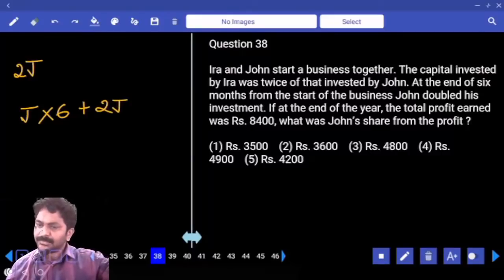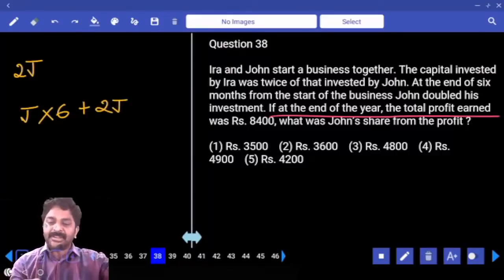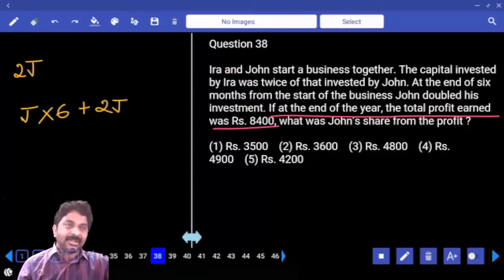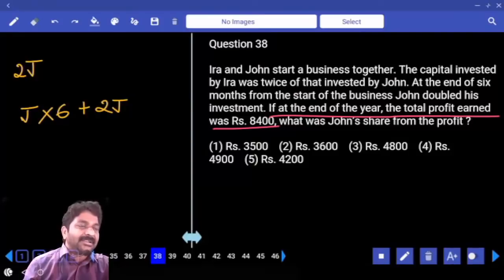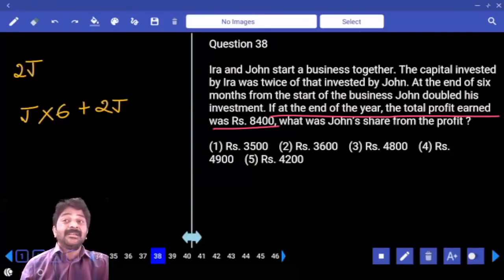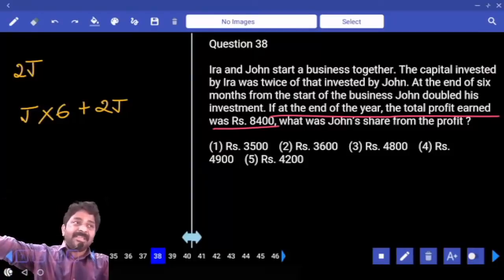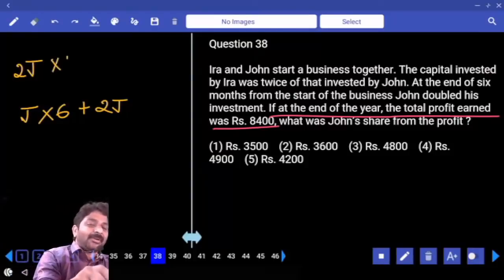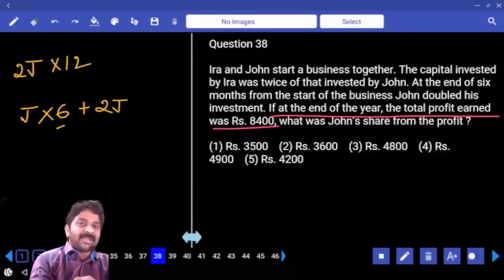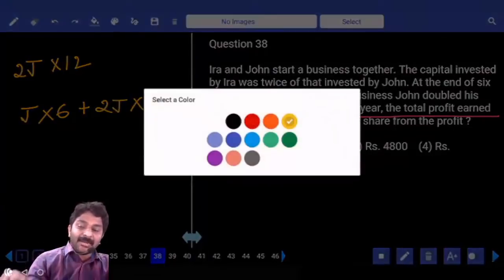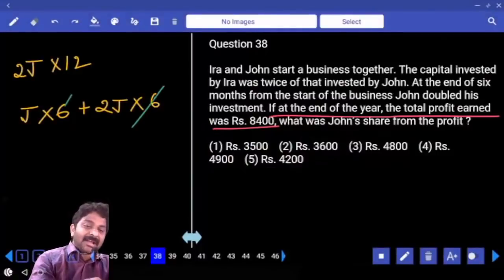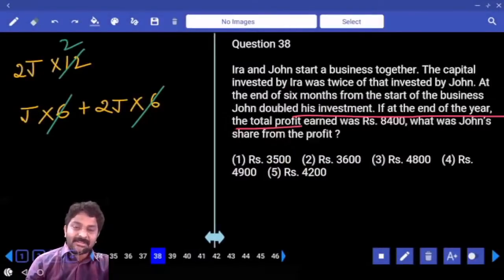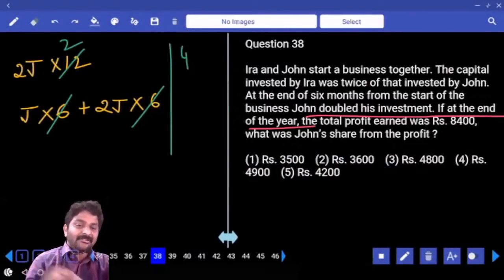At the end of the year, the total profit earned was 8,400. What was John's share? The business happened for 1 year only. Do you have any information regarding the time Ira invested? She is there from the beginning, right? That means Ira will be there for the total time, that is 12 months only. For John, already 6 months are over. Remaining time? Take 6 common and then go for cancellation. Take 6 common here, 2 times. It is 4 and here it is 3.